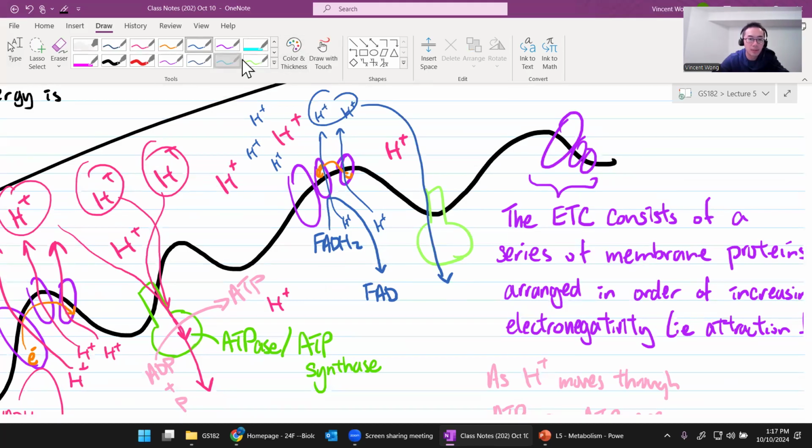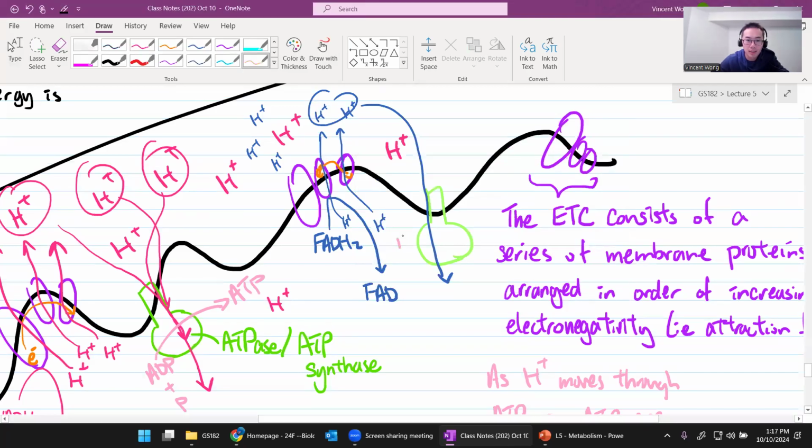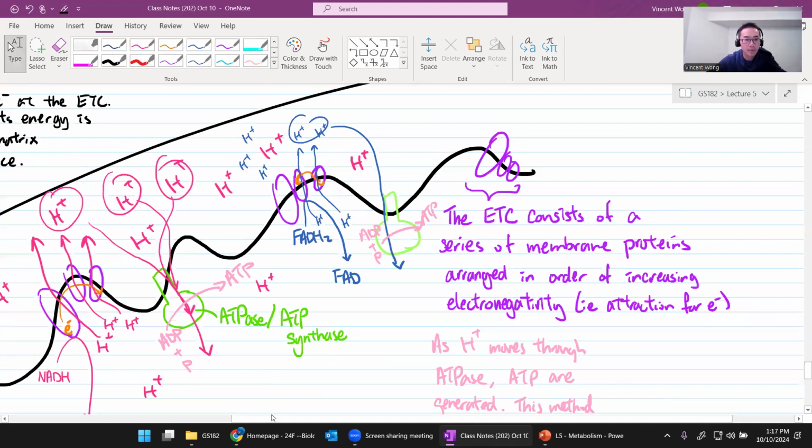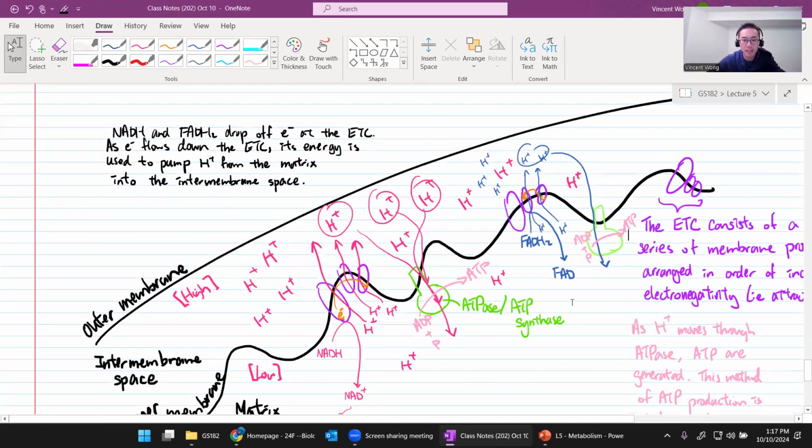Nevertheless, it's still ATP, right? It's the same thing. ADP plus P becoming ATP. All right? So that's that. And of course, the FAD is going to go back and pick up more electrons, right? So this is what happens in the ETC. Just one final thing, and then we're done with the notes for now.